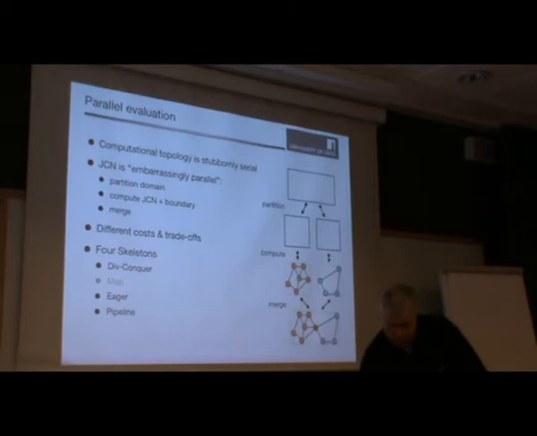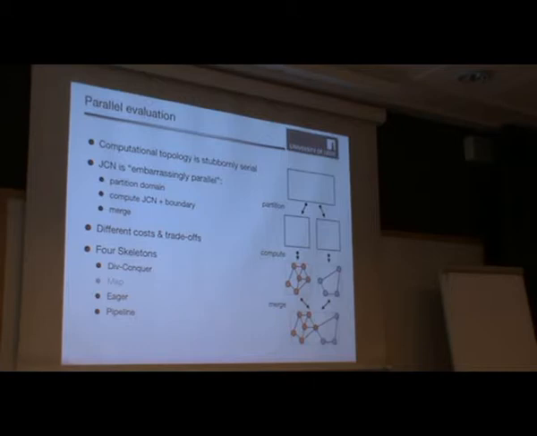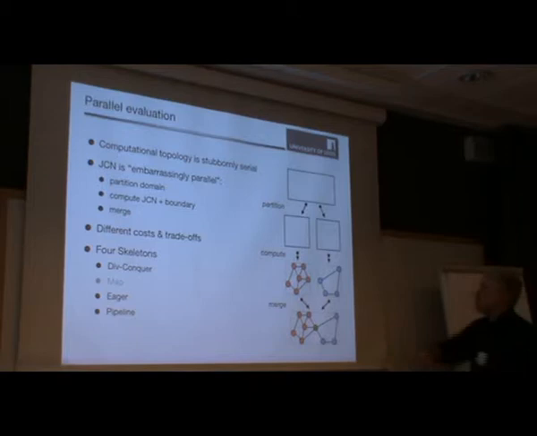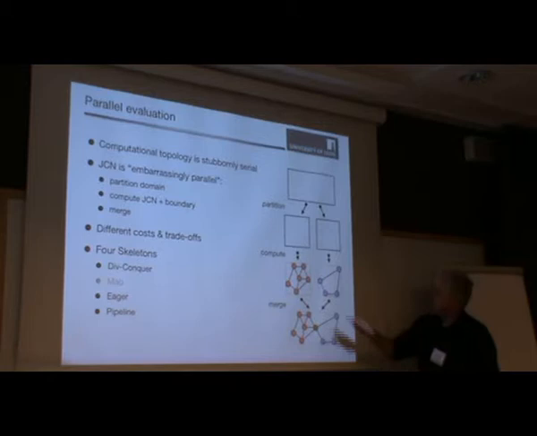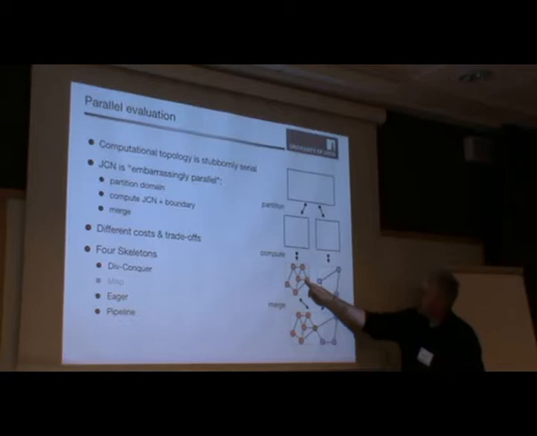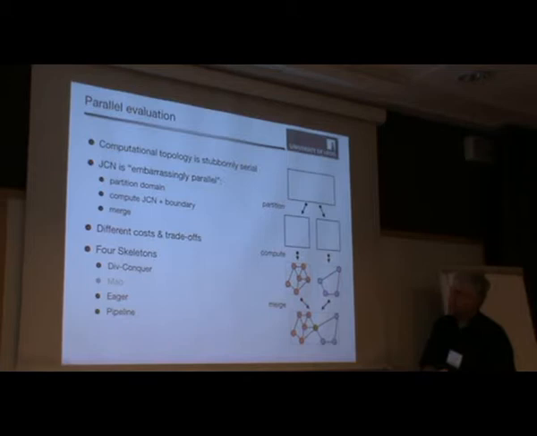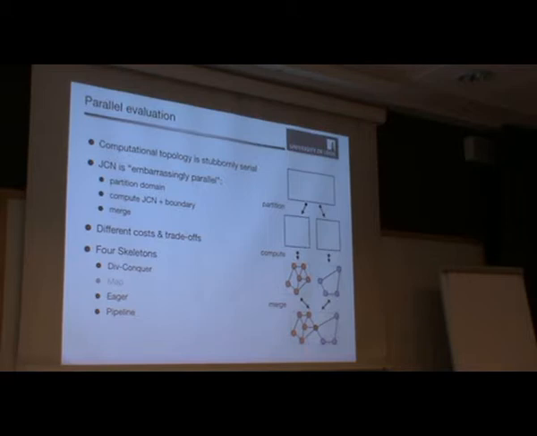So we thought, well, okay, this is really fun stuff. Maybe we can even get ahead of where we are with C++ and push this parallel. So traditionally, computational topology is a nasty, stubbornly serial problem. It's been very hard to get parallel implementations. This JCN algorithm is actually embarrassingly parallel. We can start off with a spatial domain, we can partition it, we can compute the JCN of the individual partitions, and then by carrying along some boundary information about how those fragments intersect the boundary, we can do a merge step and we can come out with a fused JCN. At this point, I'm going to hand over to Fujian, who's going to tell you about the work we've done to date on parallelizing that.